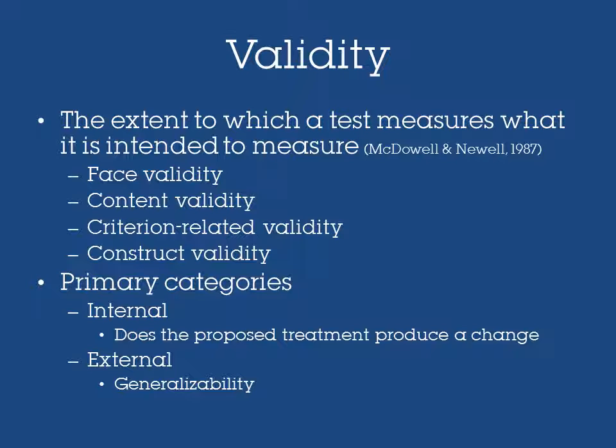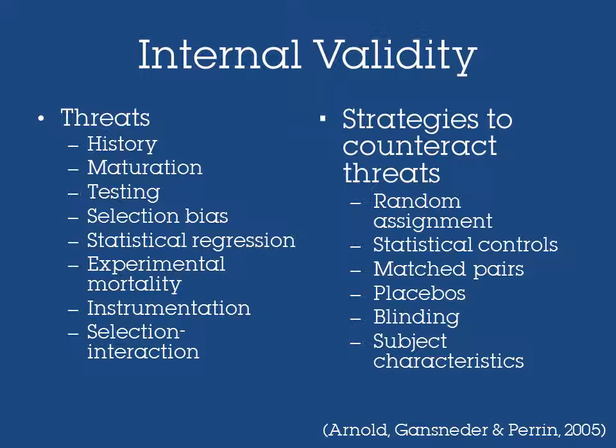And there are several types. There's face validity, content validity, criterion validity, and construct validity. The primary categories are internal and external, and that's what we'll focus our time on. Internal validity really deals with whether the treatment produces the proposed change. So does weightlifting improve strength? And external validity really deals with the generalizability of our findings or of our test to a larger population.